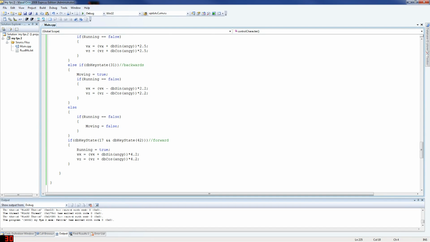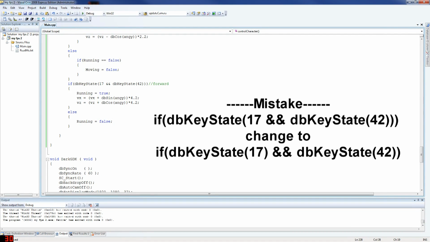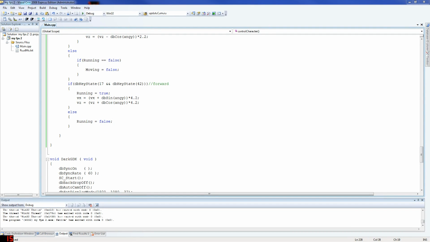So if these keys are being pressed, otherwise if they're not being pressed, then running obviously equals false. So false, we need to do that. Okay, so that's that. And now the next bit we're doing is for collision. This is the bit I told you about, it's a bit boring, but you definitely have to do this if you want the player falling down properly and so on.